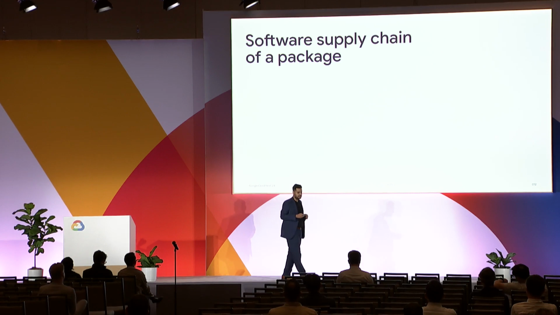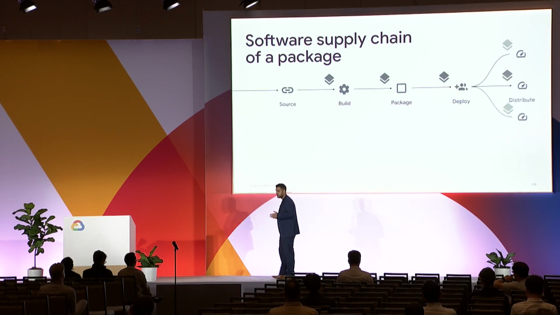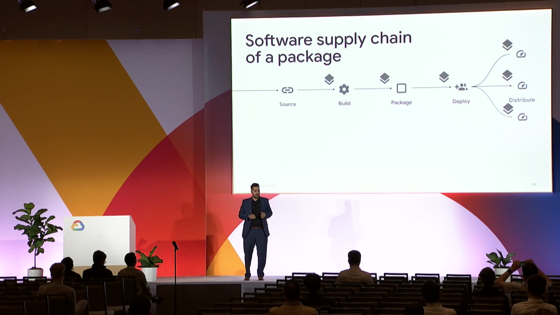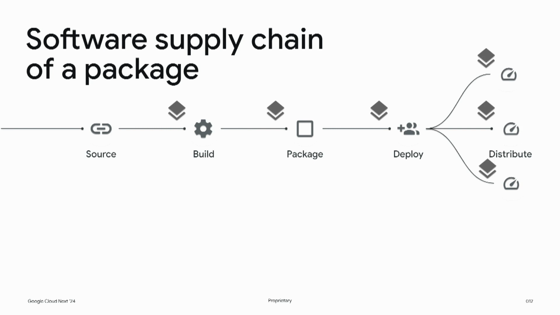Finally, let's talk about the software supply chain of a package. Now, this is a very minimalistic view of a typical software supply chain for an application. And organizations go through a lot of rigor to secure and safeguard these software supply chains. But what about the open source packages that you use? They have a similar software supply chain that you have no visibility into or control over.